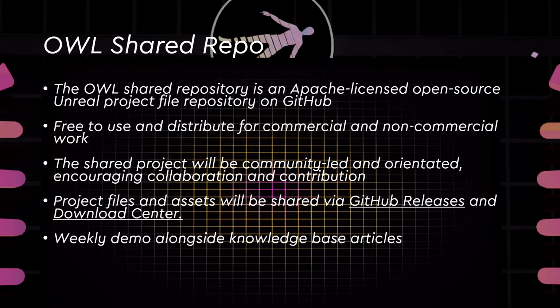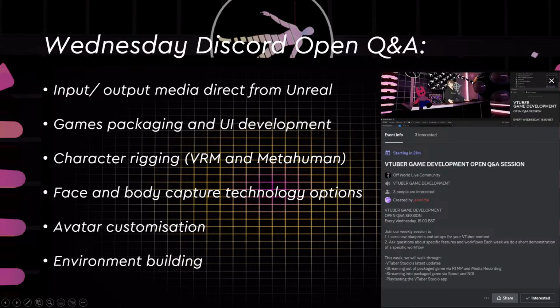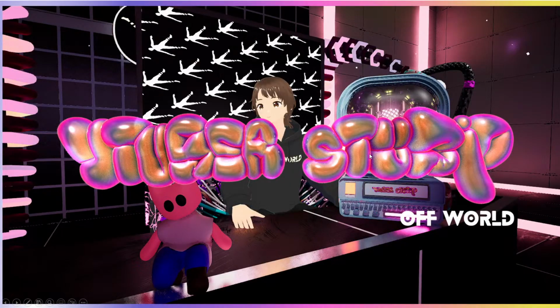And alongside this, we have our current open Q&A with weekly demos alongside knowledge base articles for us to talk about the VTuber Studio and different game development tips. And so if you've been following our Wednesday Discord sessions, we usually talk about media input and output from Unreal. We will also cover topics such as games packaging, character rigging, character customization, face and body capture options, as well as environments and assets. And so back to the VTuber Studio a little more.